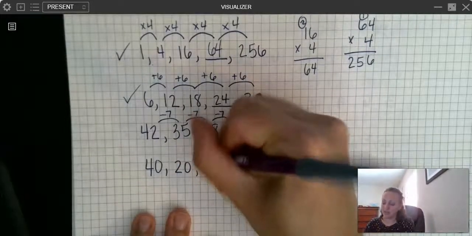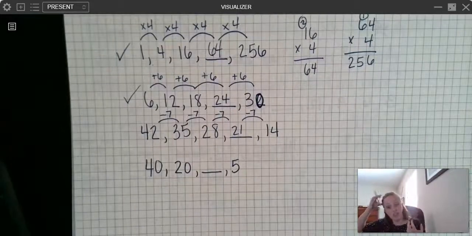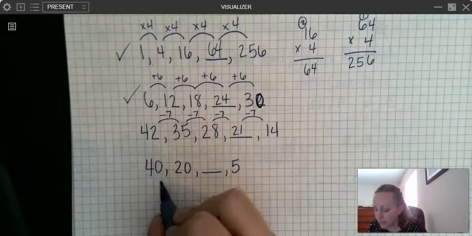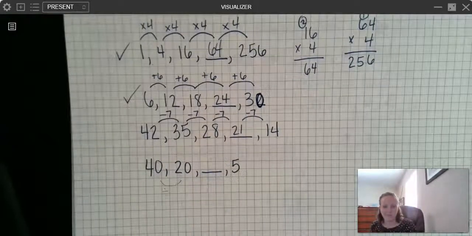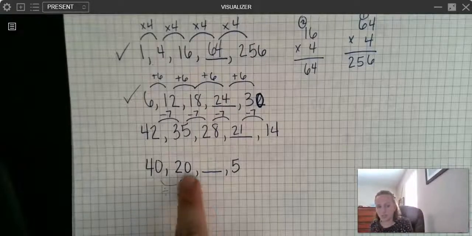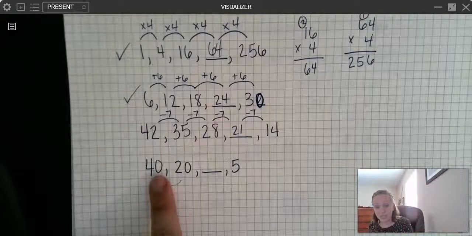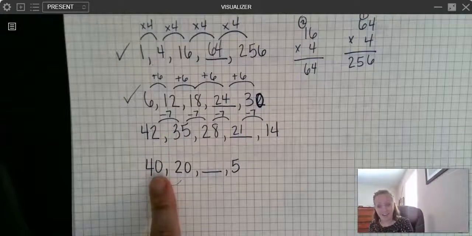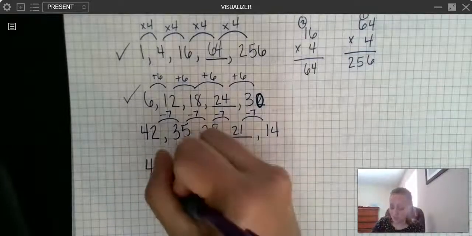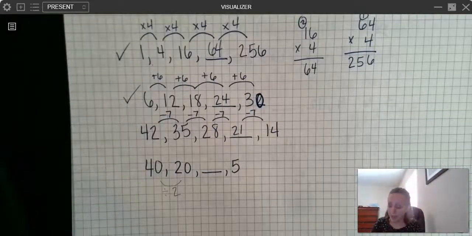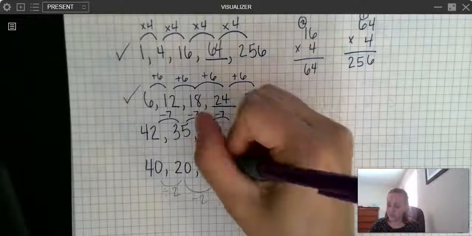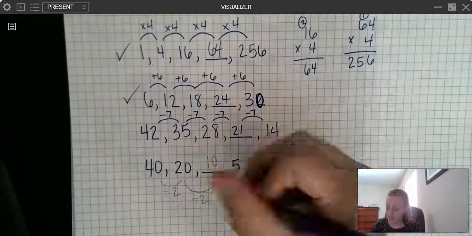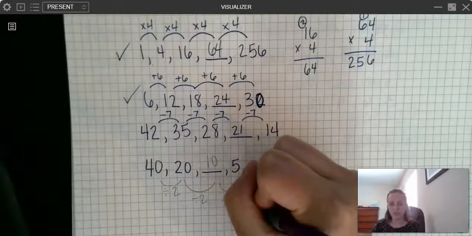So I'm going to erase that number and I'm going to try division. Well, 40 divided by what number equals 20? I have no idea. But if I look at this, I know 20 times 2 equals 40. So that means 40 divided by 2 equals 20. Well, then 20 divided by 2, that equals 10. And 10 divided by 2 equals 5.